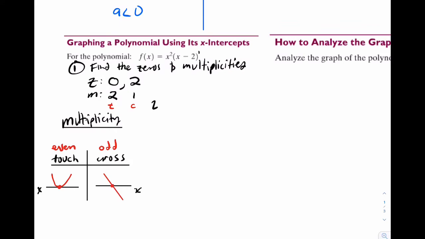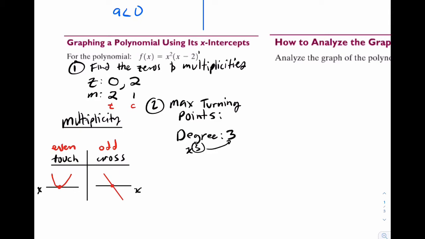Step 2 is going to be, we're going to find the max turning points. So TP, I'll write that out for you. Max turning points and the degree. The max turning point is new, but the degree is not. That's from last class. So degree, if we look at this, we see x squared right here. We see an x. If I were to multiply that, that would make x to the third. So our degree is clearly 3. That's not too bad. Now the max turning point is going to be something new.